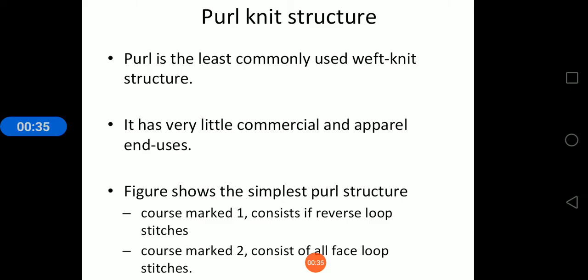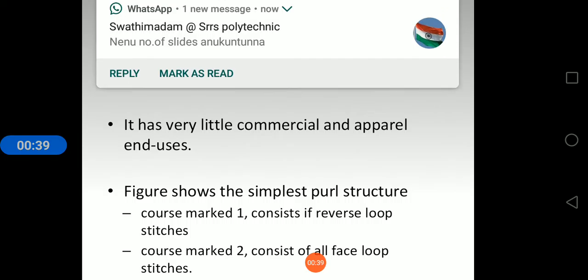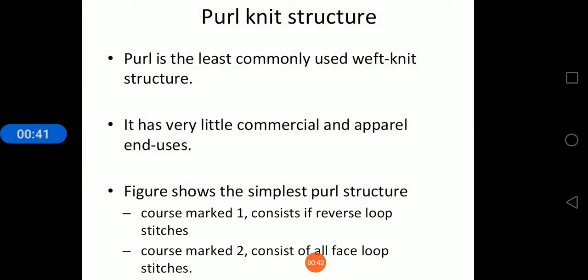Purl is the least commonly used weft knit structure, and why? Because it is a very high cost and has very low usability. It has little commercial and apparel end use. For example, the simplest purl structure: course one consists of reverse loop stitches, and course two consists of all face loop stitches.